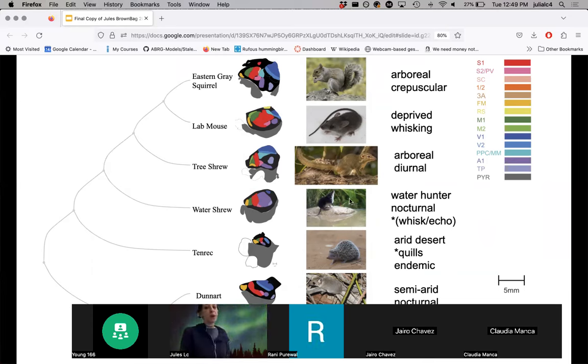Whereas if we look at the water shrew, it's a water hunter, and importantly it's nocturnal. So it's hunting at night underwater, which implies it doesn't have a lot of visual information coming in. And so that could explain why it became an echolocator with an expanded auditory region.